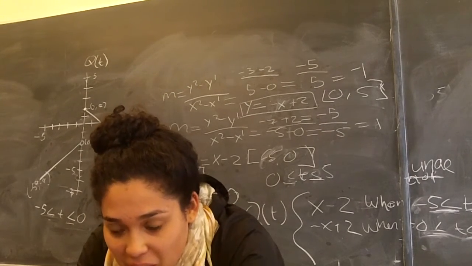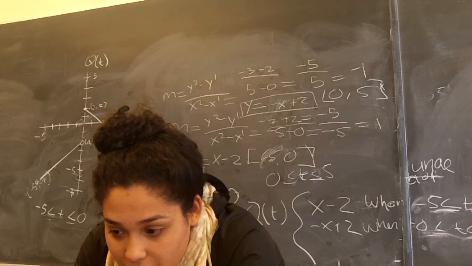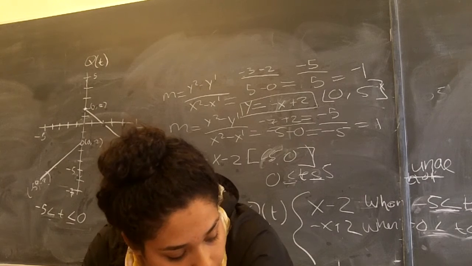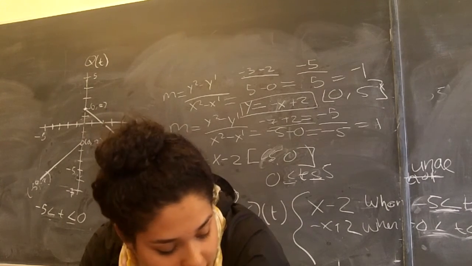Wait, check your R. We didn't even check the C of R. So C of R is R plus 1? Oh, well, that's where it's wrong. So that one. Oh no, it's this one. Yeah, that one.